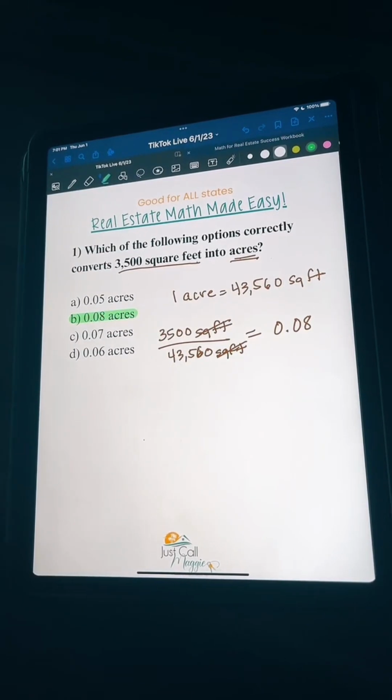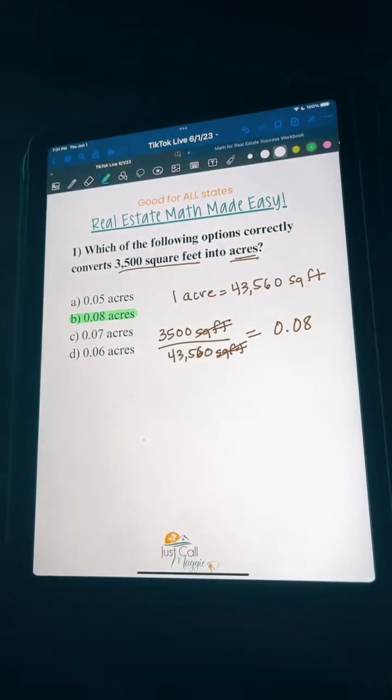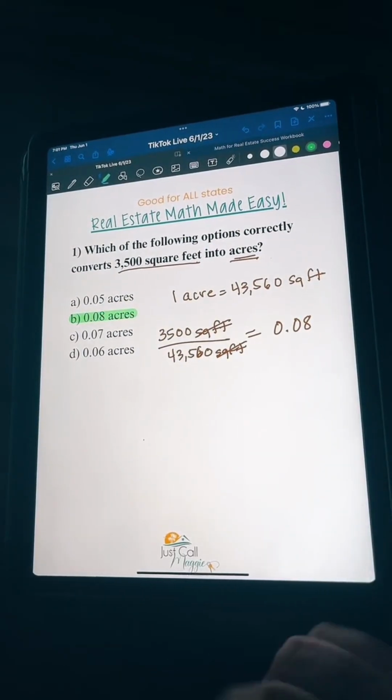For those of you that are just new in here, this is good for all states. Remember, good for all states. This is the real estate math that you will be seeing on your state exam.